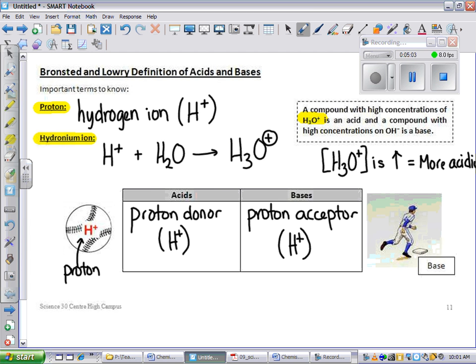So acids and bases have to come together because one is the proton donor and the other is the proton acceptor.